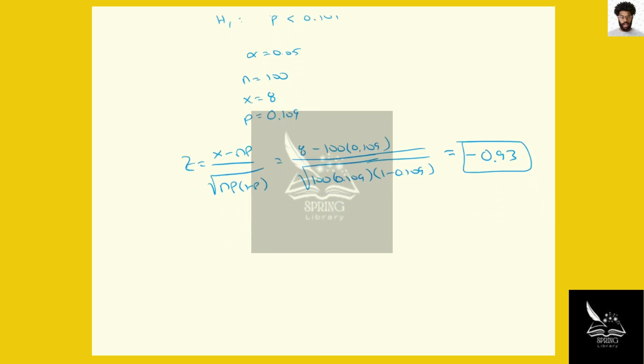Using a standard normal distribution table or statistical software, we can find the p-value corresponding to a z-score of negative 0.93. The p-value represents the probability of observing a sample proportion as extreme as the one we have if the null hypothesis is true. The p-value is 0.1762.